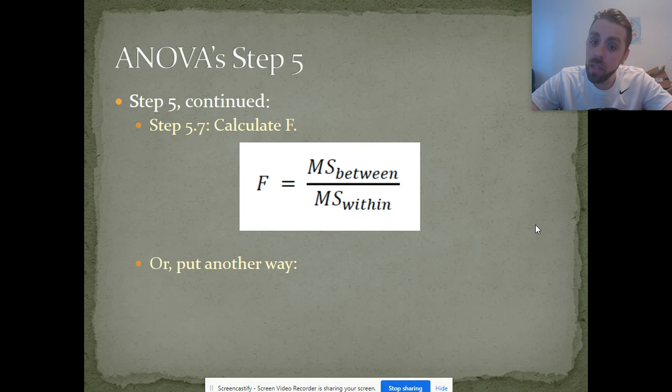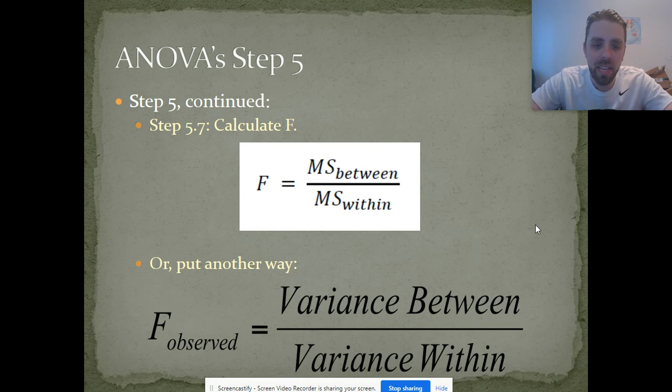Okay, put another way, F, equaling mean squares between over mean squares within, is essentially the ratio of the variance between to the variance within. If we have a very large F, chances are we will reject the null hypothesis. If we have a very small observed F, we will more likely than not fail to reject the null hypothesis.